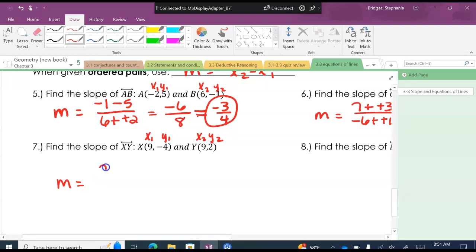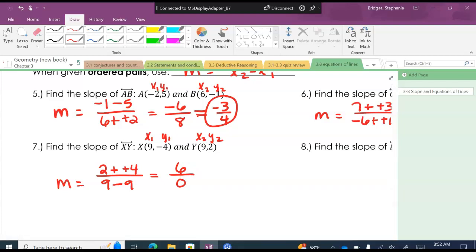My y2 is 2. My y1 is negative 4. x2 is 9. x1 is 9. 2 minus a negative 4 turns into 2 plus 4, which is 6. And what's 9 minus 9? 0. Okay.